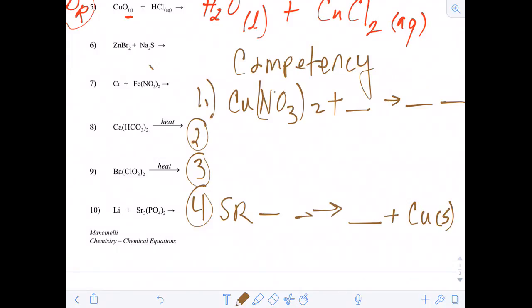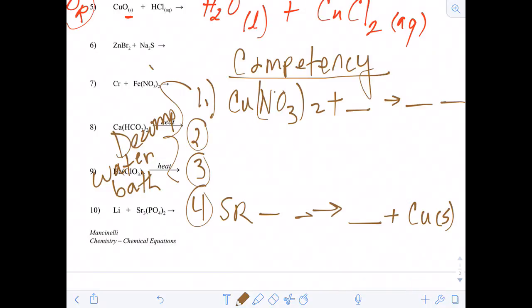And there has to be a decomposition reaction, so one of these three has to be a decomposition. How am I going to do the decomposition? Heat. Specifically, I'm using the water bath, right? So right here, you also have to use a water bath. That's where it comes in. So the water bath is for decomposition. Okay? Does that help?